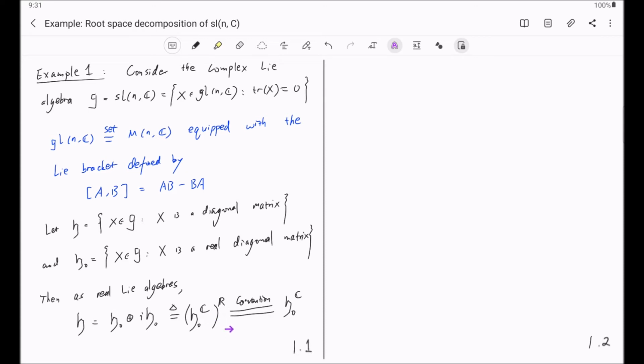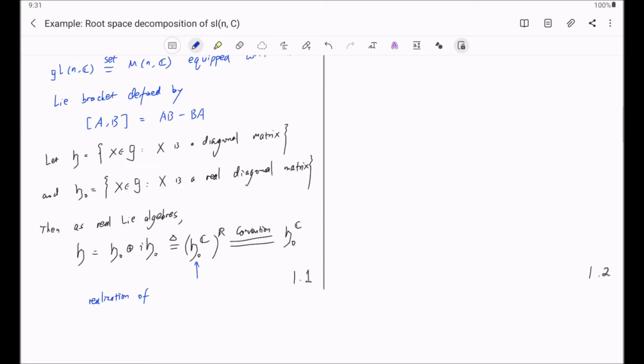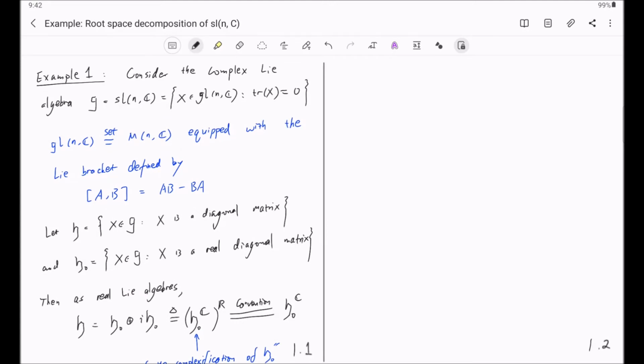If you want to know more information about this realization of complexification, I would suggest you read Knapp's Lie Groups Beyond an Introduction, 2nd edition, page 34 at the bottom, where you can find more about this. But at this point, let us not worry about this too much.